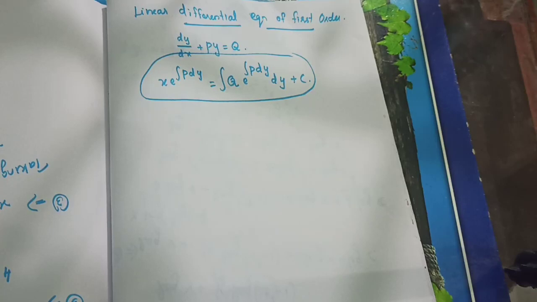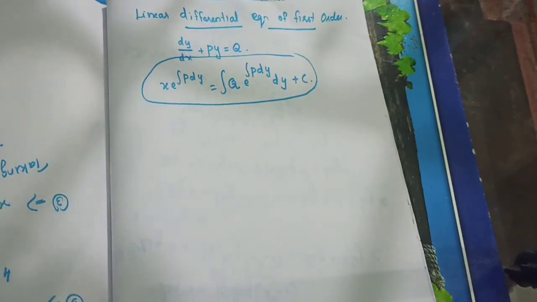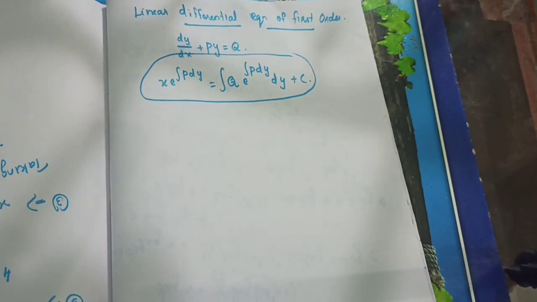We will write it as IF. So here e power integral p dx is called the integrating factor, and it is denoted by IF. When we are doing the problem, we will notate it as IF, so don't be confused. When we are doing the problem, we will get thorough knowledge.